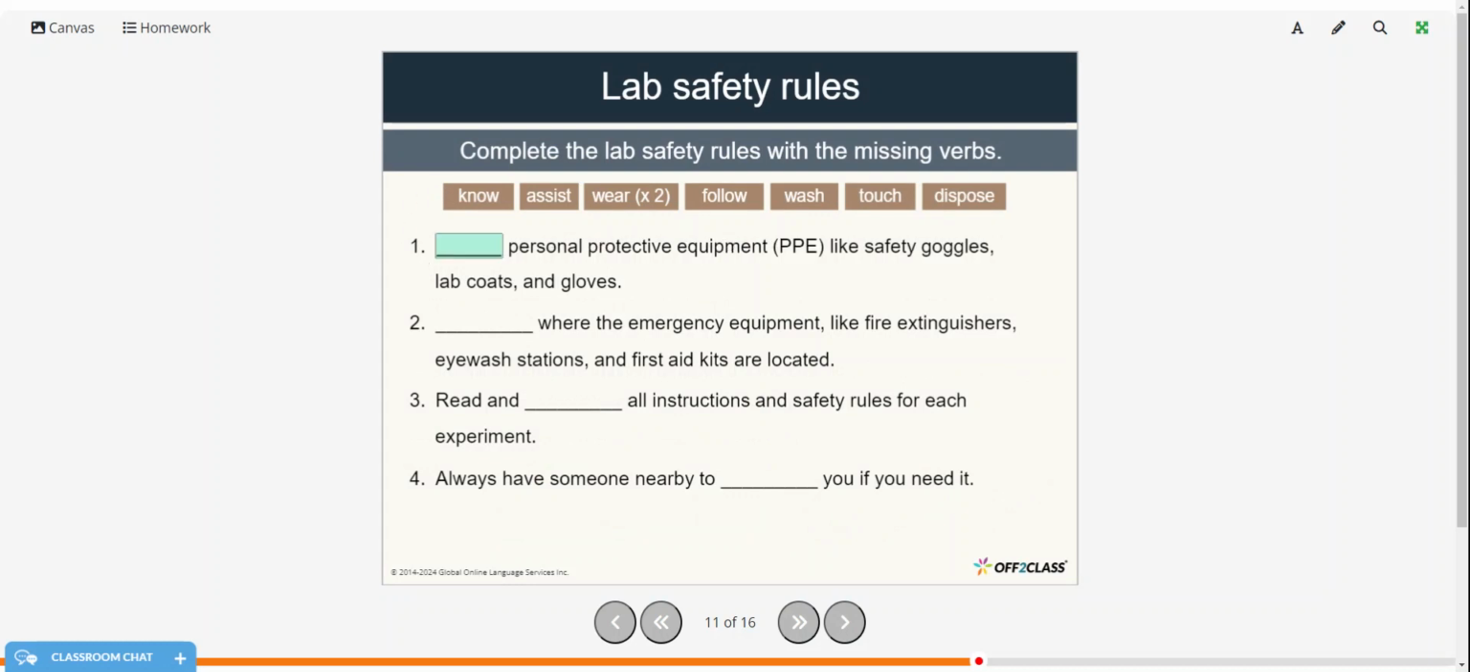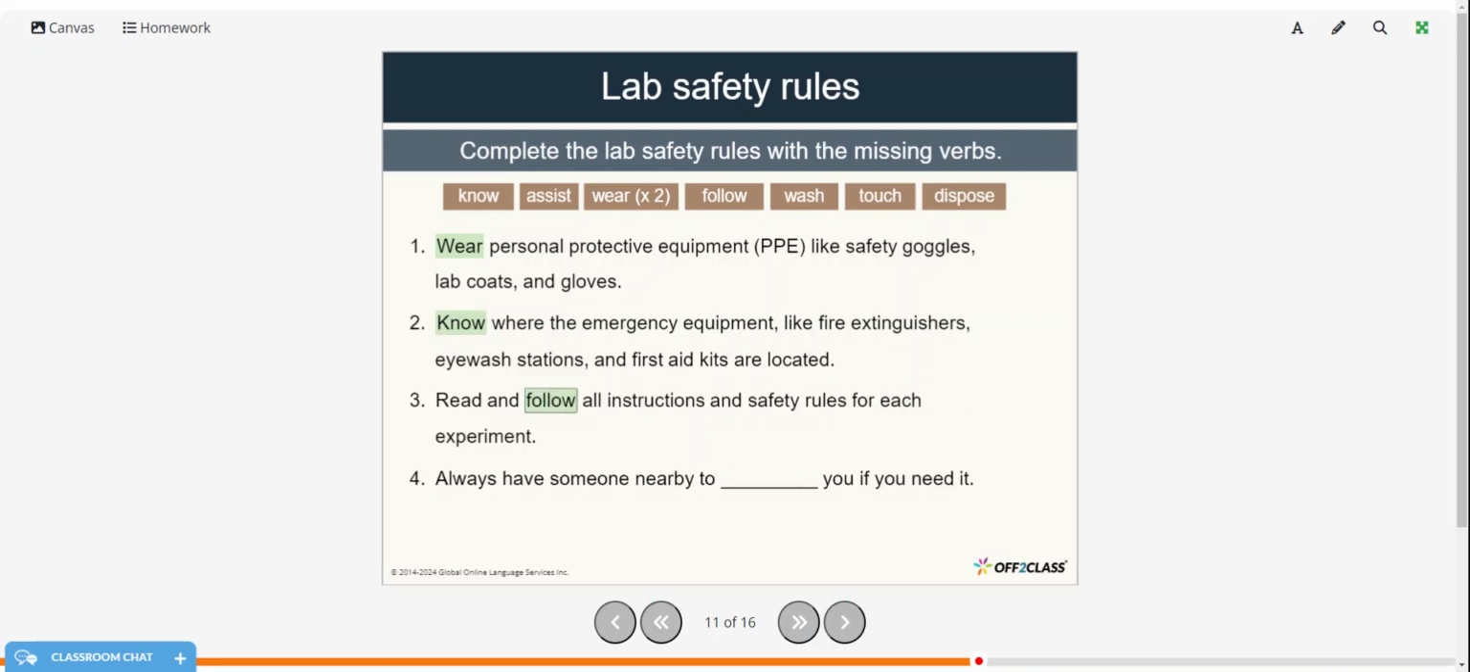Number one should be wear personal protective equipment, PPE, like safety goggles, lab coats, and gloves. Know where the emergency equipment like fire extinguishers, eye wash stations, and first aid kits are located. Read and follow all instructions and safety rules for each experiment. And always have someone nearby to assist you if you need it.